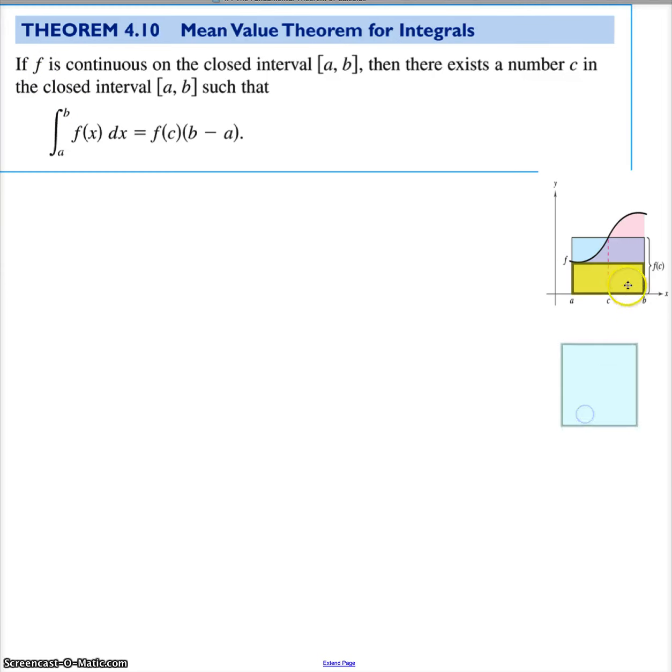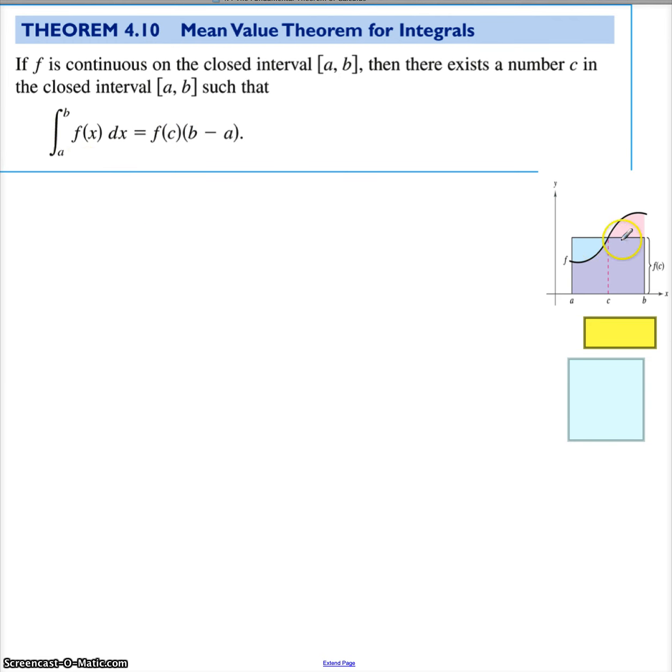Now I have some extra squares here, so let me get them out of the way. If f is continuous on a closed interval [a, b], then there exists a number c in this closed interval such that the integral from a to b of f(x) dx is equal to f(c) times (b minus a). Now, I do want to do this proof.